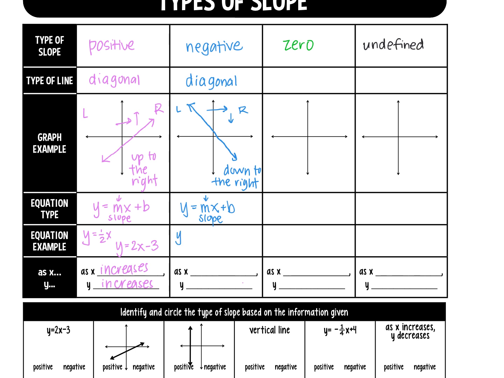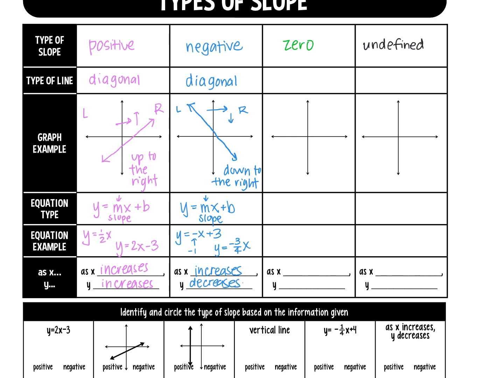So some examples could be y equals negative x plus 3. Here, in this case, there's no actual number, but we understand it to be a negative 1x. Or I could have y equals negative 3/4 of x. So again, it can be a fraction, a decimal, or a whole number, and as long as it's negative, that'll give us a negative slope. So as x increases, y decreases in this case.